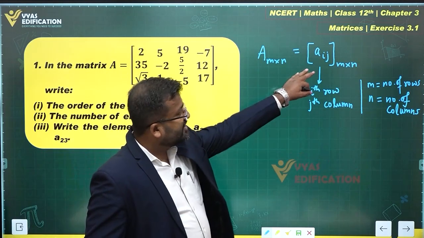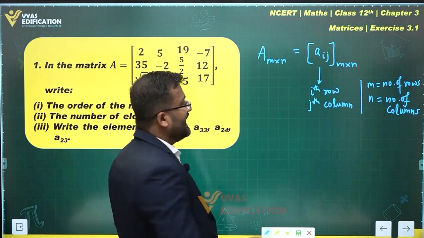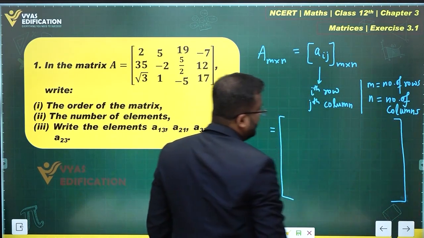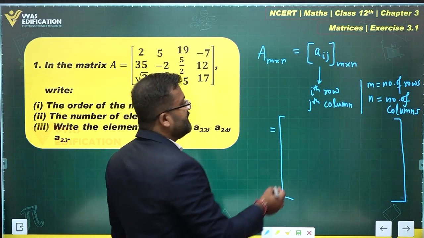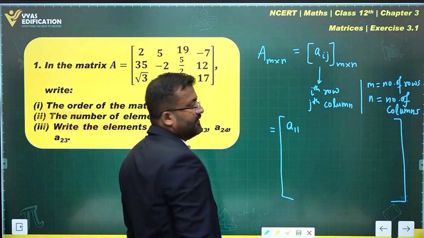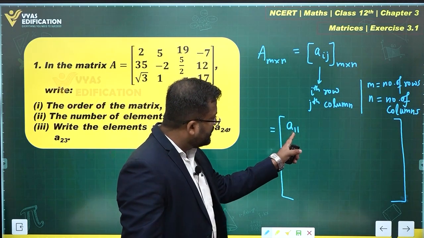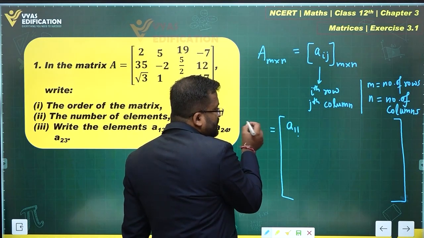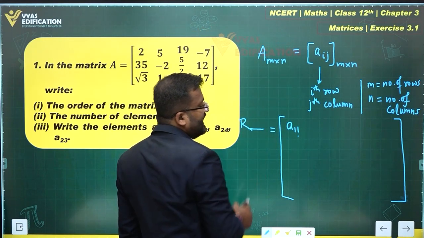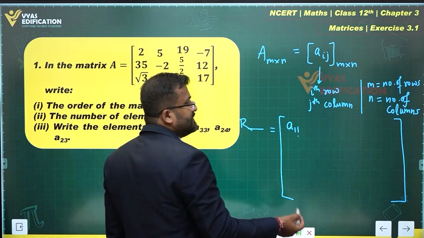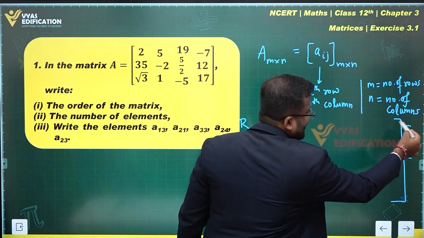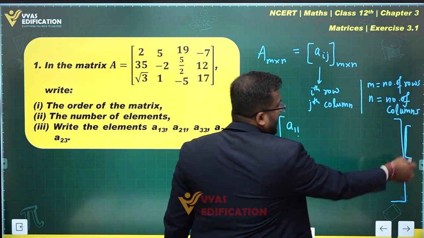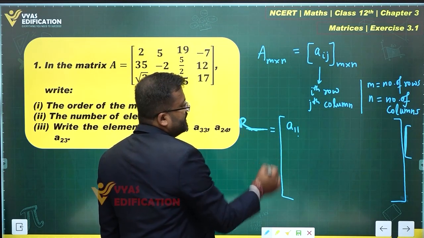This particular matrix is a short form; the longer, elaborate form in which I can write the matrix is this. What do we have over here? The first element would be A11, which lies in the first row and first column. Now this here is the first row. The rows are horizontal. The columns are vertical, as you can see, right?